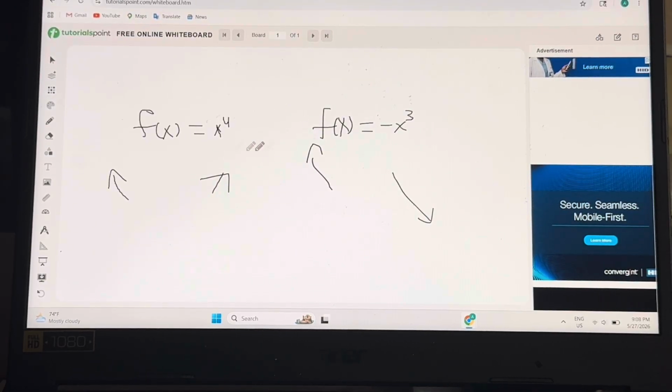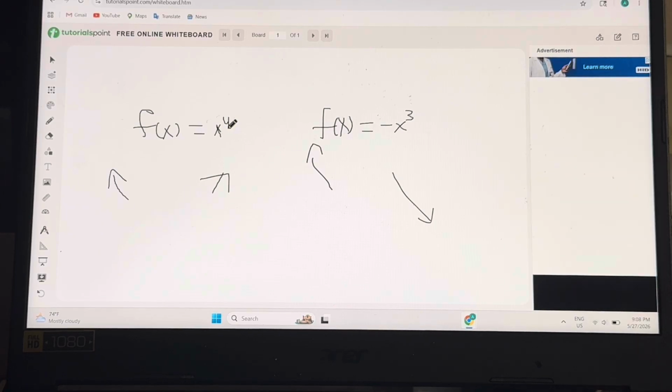So let's look at both of those examples. In example 1, we have f of x equals x to the power of 4. So this is an even degree polynomial with a positive leading coefficient, because the leading coefficient is 1. If you don't see anything, it's always a 1. So that means both ends are going to go upward. It's going to start up and it's going to end up.